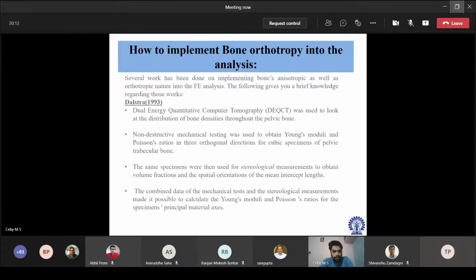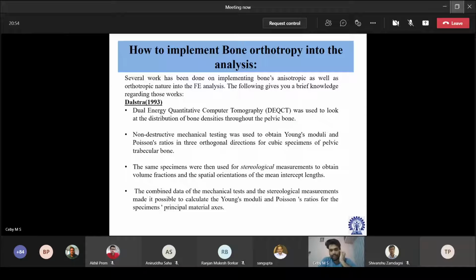So bone orthotropy is what is more important to us, because most of the researchers have concluded that bone orthotropy can give satisfactory results, and it is less expensive compared to micro FE models. As you know, micro FE models are very computationally expensive. That is one of the drawbacks of going into anisotropic bone remodeling with the use of micro FE models. In bone orthotropy, one of the best pieces of research has been done by Dalstra.